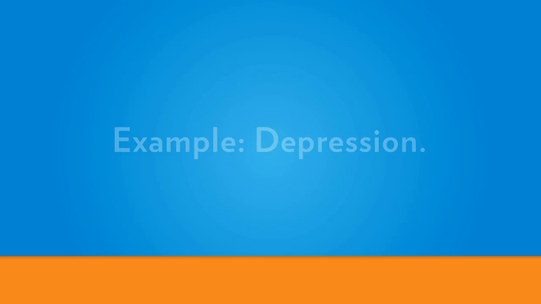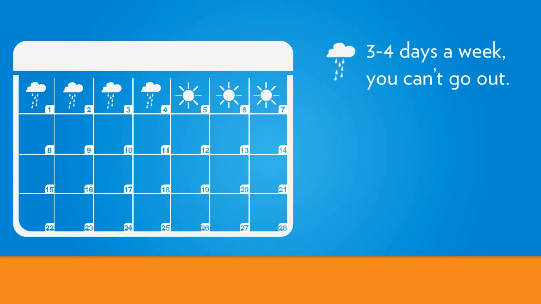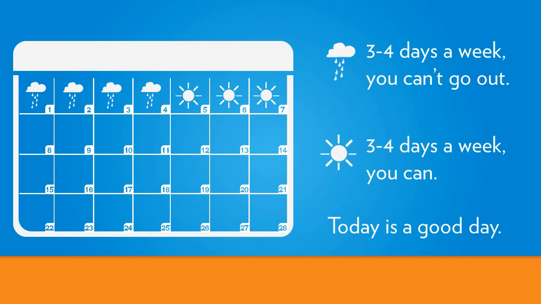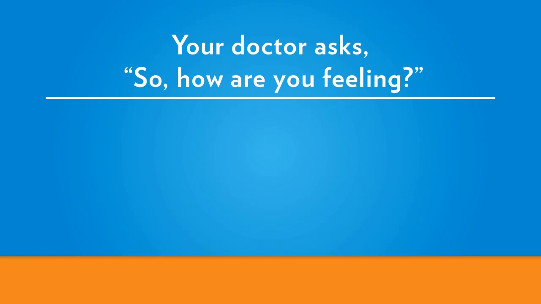Another good example is severe depression. If you're suffering from depression, you may spend 3 to 4 days at home locked up in your room, and you feel like you can't possibly leave the house. Then there are the other 3 to 4 days of the week that you feel better and you're able to go out and do simple errands. On the day you see your psychiatrist, you're having a good day. You were able to get out of bed and you made it to your appointment.